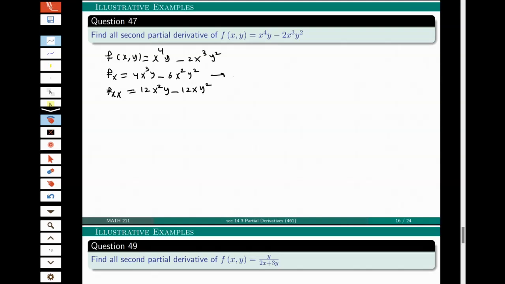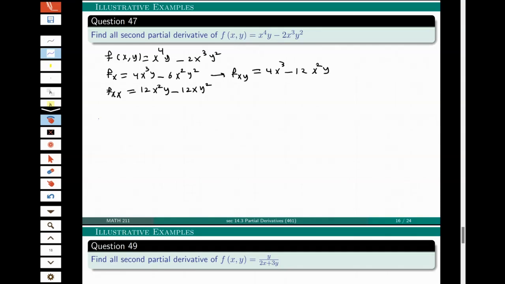Now, f sub xy, differentiating this one with respect to y, it will be 4x cubed minus 2 times 6 is 12x squared y.